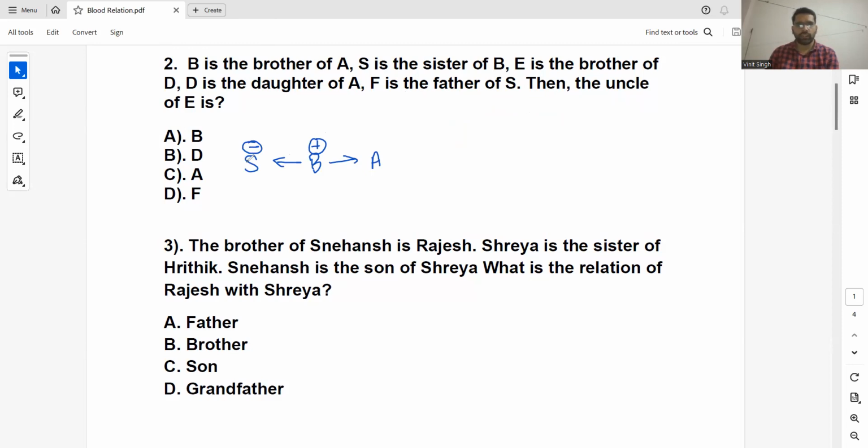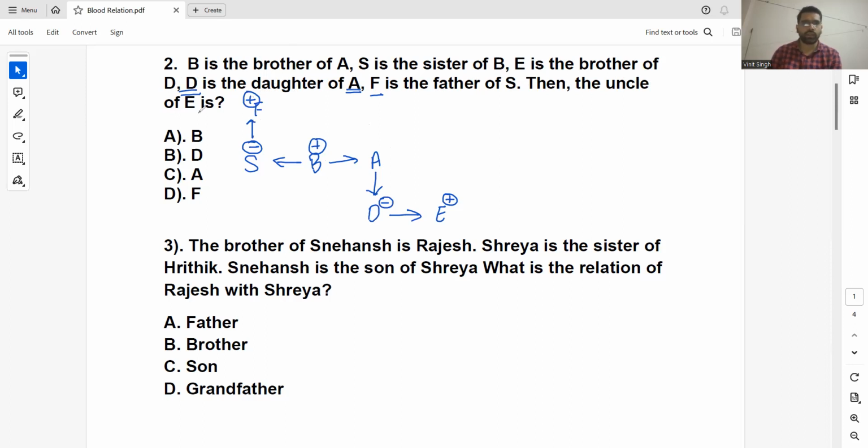E is the brother of D. Okay. D is the daughter of A. Now, B is the brother of A. S is the sister of B. E is the brother of D. D is the daughter of A. Now, D is the daughter of A. So, it will be downward. E is the brother of D. E is the brother. F is the father of S. Here will be the F is the father, one generation up.